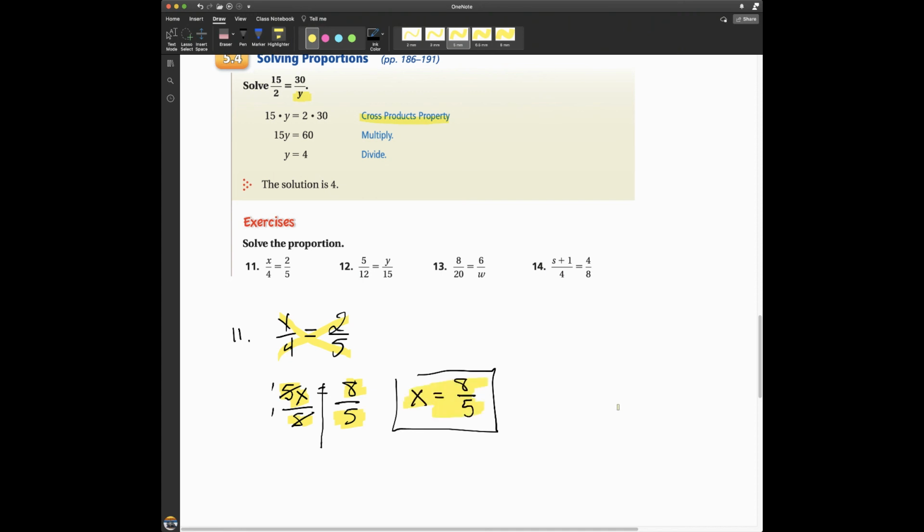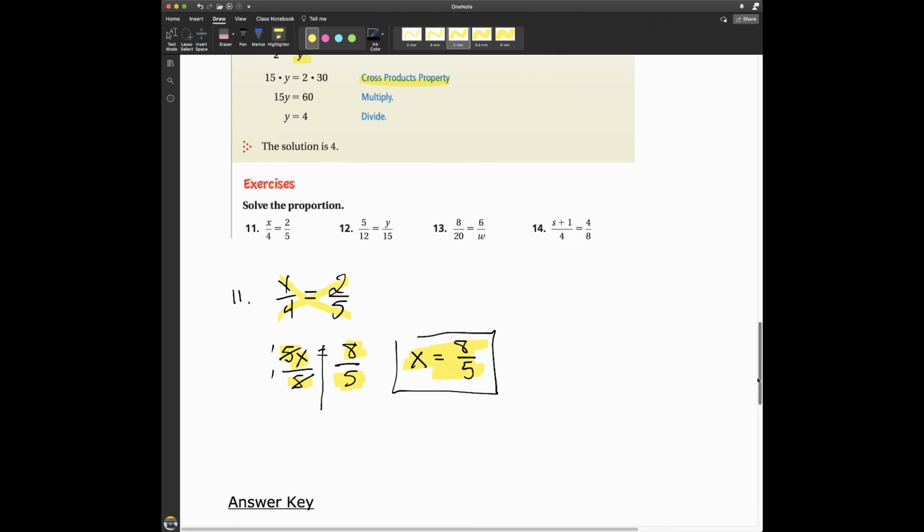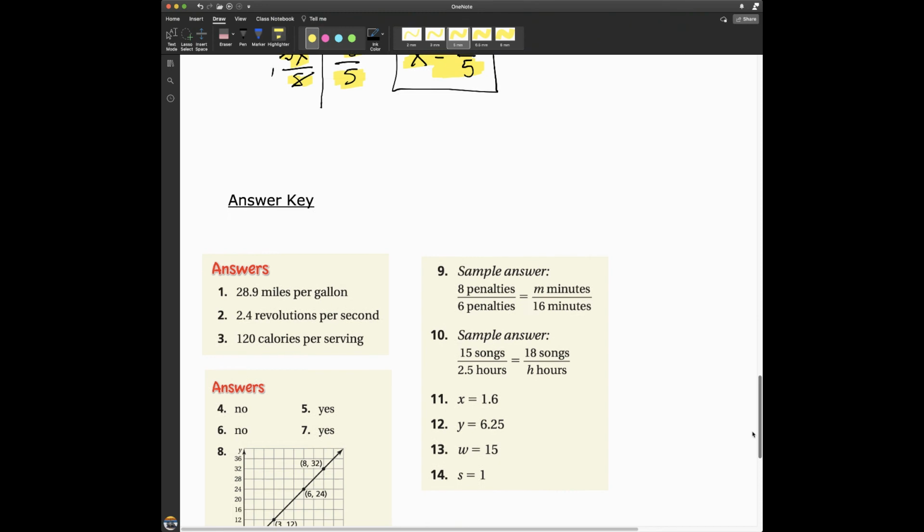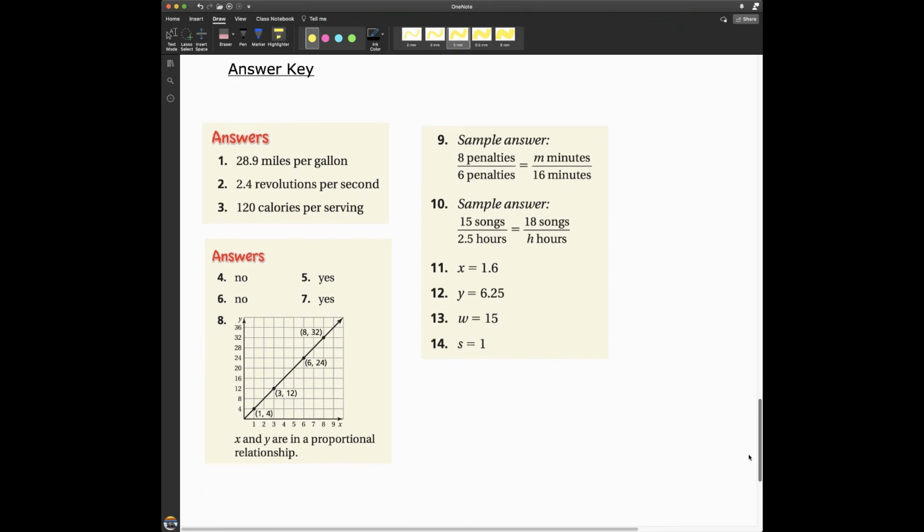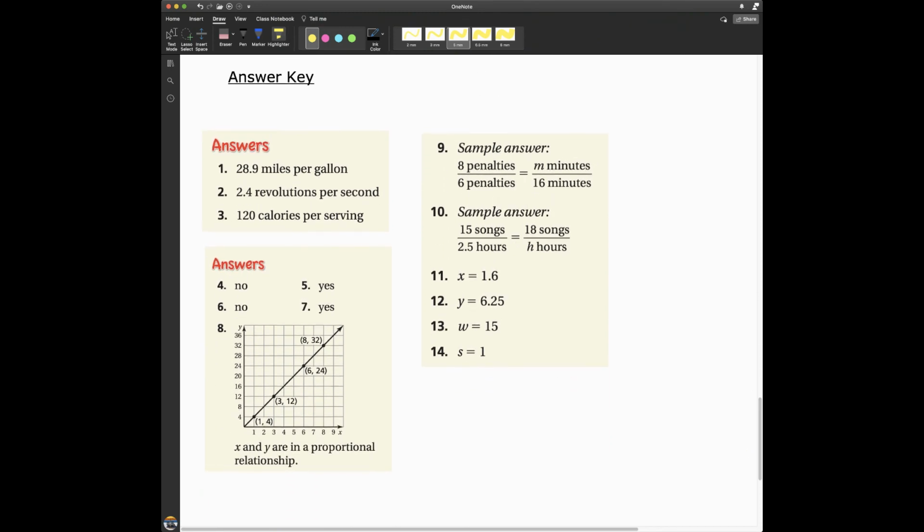All right, so the video is going to pause again right now, and you can work out problems 12 through 14. Okay, we are back, and hopefully you got answers to those other problems and got some extra practice. And if you did, yay, the answer key is right here. And this is where the video will stop and end.